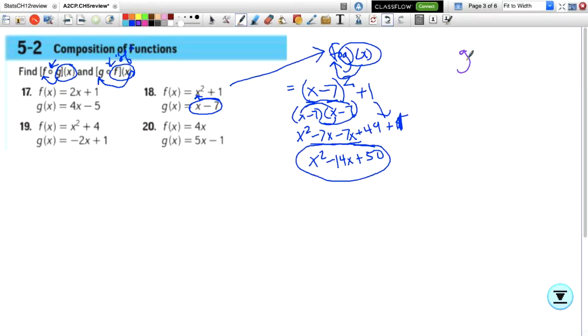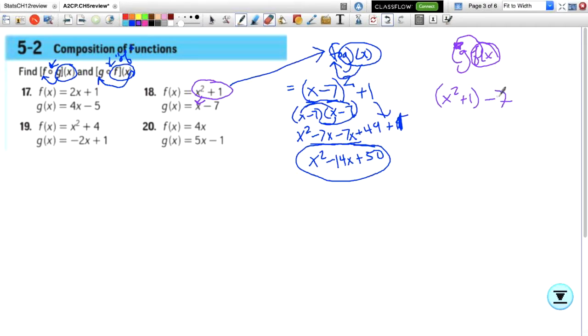So I'm going to do g of f of x, which is telling me to take my f of x function and plug it into my g function, right? Okay, so my f of x is this, x squared plus 1. That's gnarly, sorry. It's x squared plus 1. I'm going to plug it into my g function. So instead of having x minus 7, I'm going to have (x squared plus 1) minus 7.